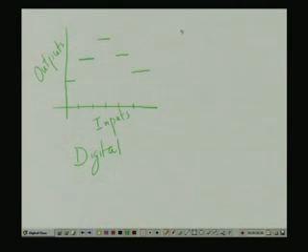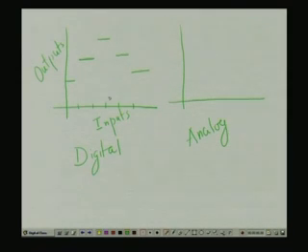Whereas analog, how have we defined it? Analog means the signal can take continuous values. That means an infinite set. Here it is a finite set, here it is an infinite set. So, if we draw, this can be say a continuous function. The input can take any values here, and for each value of input, the output can also take any value. So, this is an infinite set.